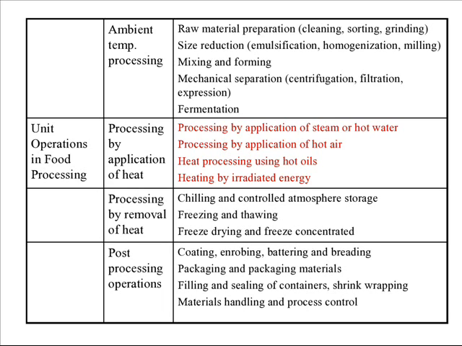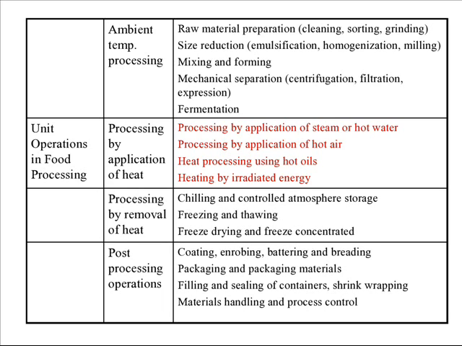Under the category of ambient or room temperature processing, you have raw material preparation, size reduction, mixing and forming, mechanical separation, and fermentation. Under the category of processing by application of heat, which is very common since we need to add heat to many foods to stabilize them, to cook them, to change their form, you have processing by application of steam or hot water. You have processing by application of hot air. You have heat processing using hot oils. And you have heating by irradiated energy.